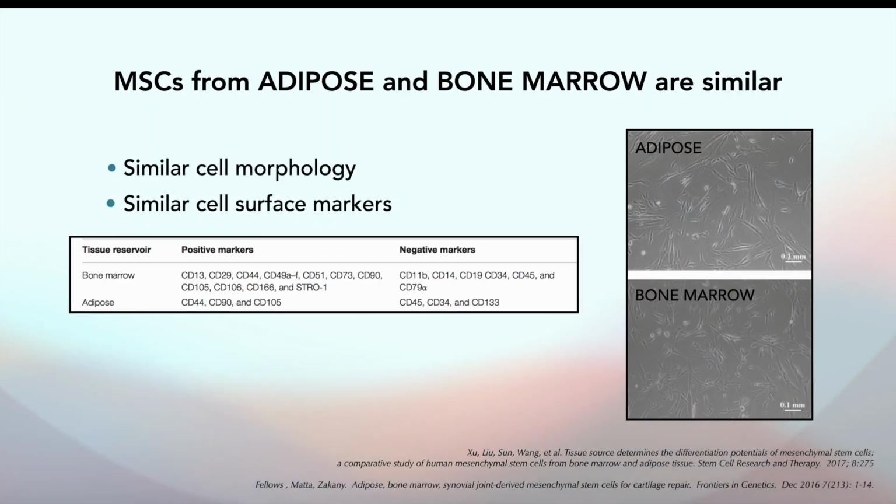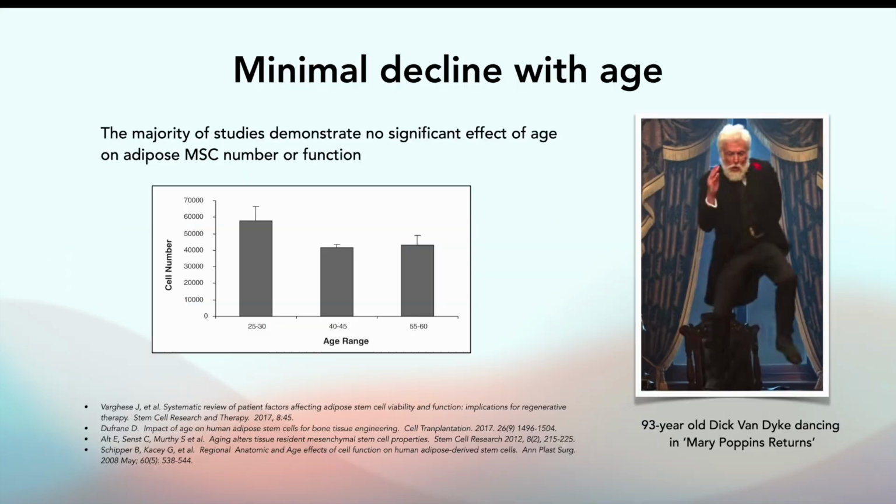Now, the MSCs derived from adipose and bone marrow are similar in morphology, as I told you, but they also have similar cell surface markers. These CD markers have been shown to be virtually 90 to 95% consistent across the different cell types, and that's true of the MSC derived from really any tissue source in the body. But the adipose MSC has certain attributes that make it highly desirable.